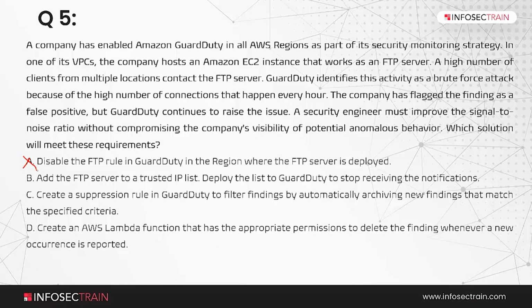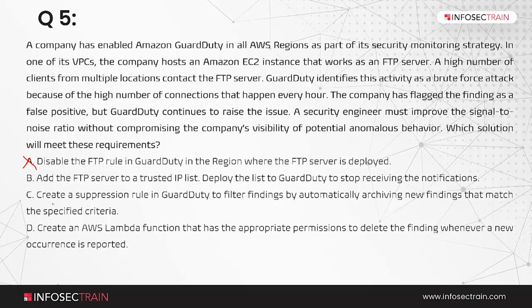Now, before I give you the answer for this, you have to understand there are two lists in GuardDuty. One is what we call a trusted IP list, and one is a threat list. A trusted IP list contains the IP addresses for which you don't want GuardDuty to generate findings. And a threat list is where, if you add an IP to the threat list, GuardDuty will generate specific findings if there is anything coming from that IP address.